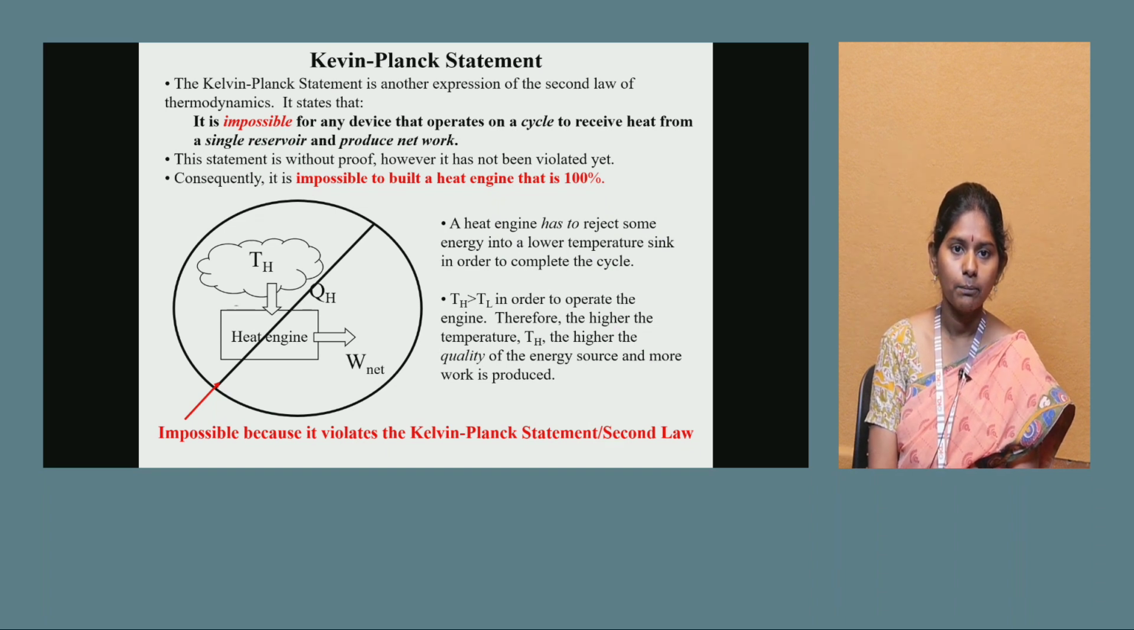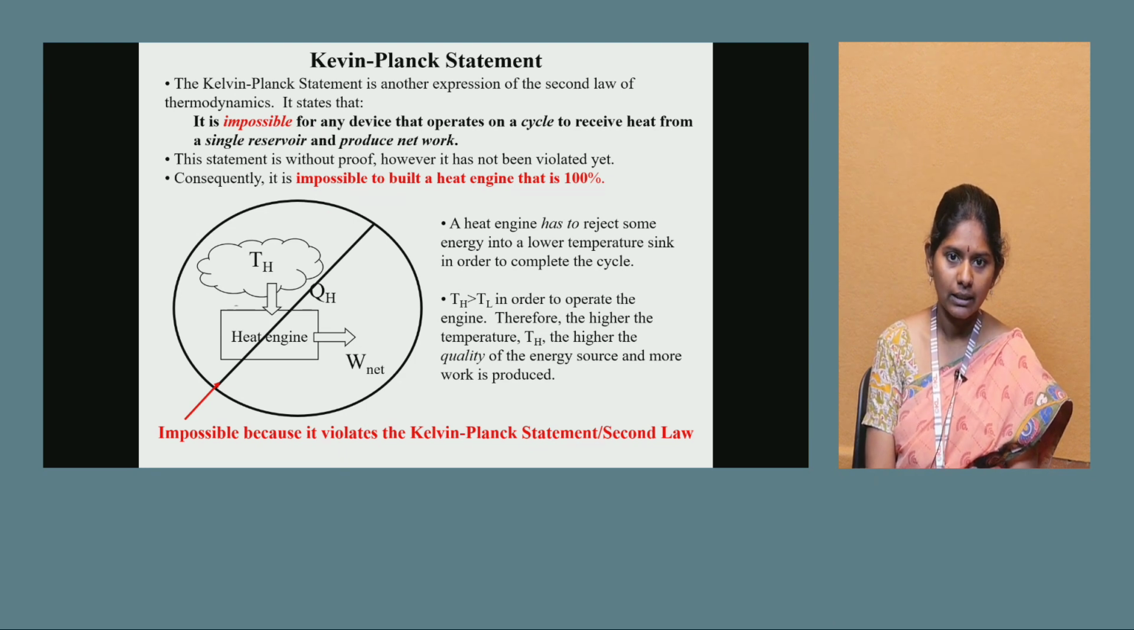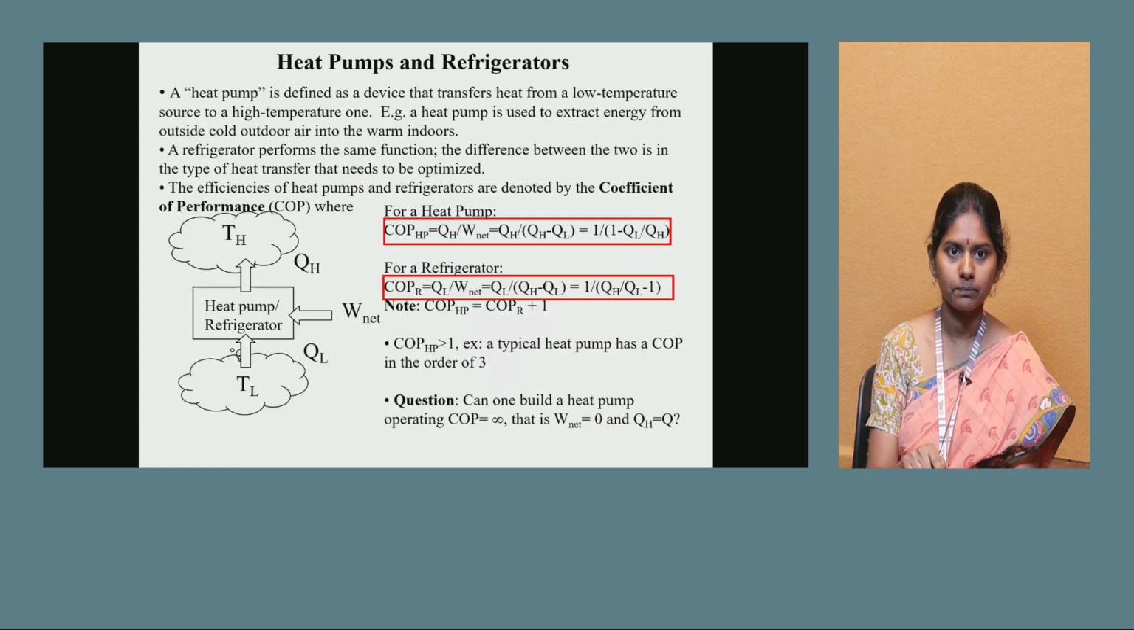Consequently, it is impossible to build a 100% efficient heat engine. A heat engine has to reject some energy into a lower temperature sink in order to complete the cycle. That is, TH must be greater than TL in order to operate the engine. Therefore, the higher the temperature, the higher the quality of the energy source and the more work is produced.